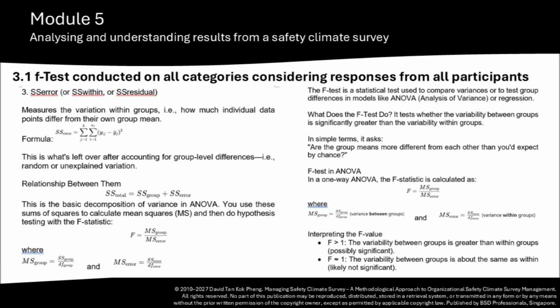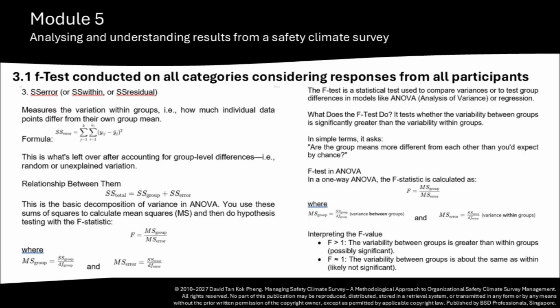From these sums of squares, we then calculate the mean squares by dividing each sum of squares by its respective degrees of freedom. MS group equals SS group over DF group, and MS error equals SS error over DF error. These values are then used to compute the F statistic. F equals MS group over MS error.